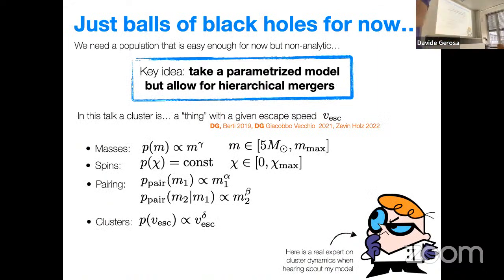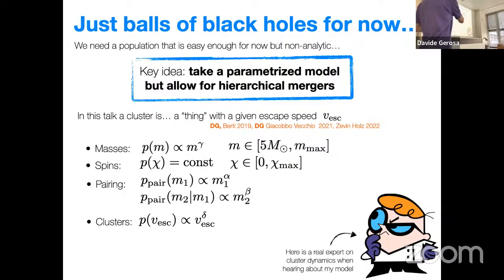Okay, so we have this idea. We want to prototype the entire business, and we are doing this by exploiting the hierarchical black hole mergers I was explaining before. The idea is to take a parameterized model, much like LIGO does, but allow for hierarchical mergers. This is good at this testing stage because, on the one hand, the simulations are quick and easy. We wrote the code to do it and it was cheap enough. But at the same time, the population becomes non-analytic, so it's a stress test for these kinds of models. What I'm going to do is take a cluster, in quotes, which has nothing to do with dynamics. It's just a collection of black holes with a single parameter that is the escape speed.